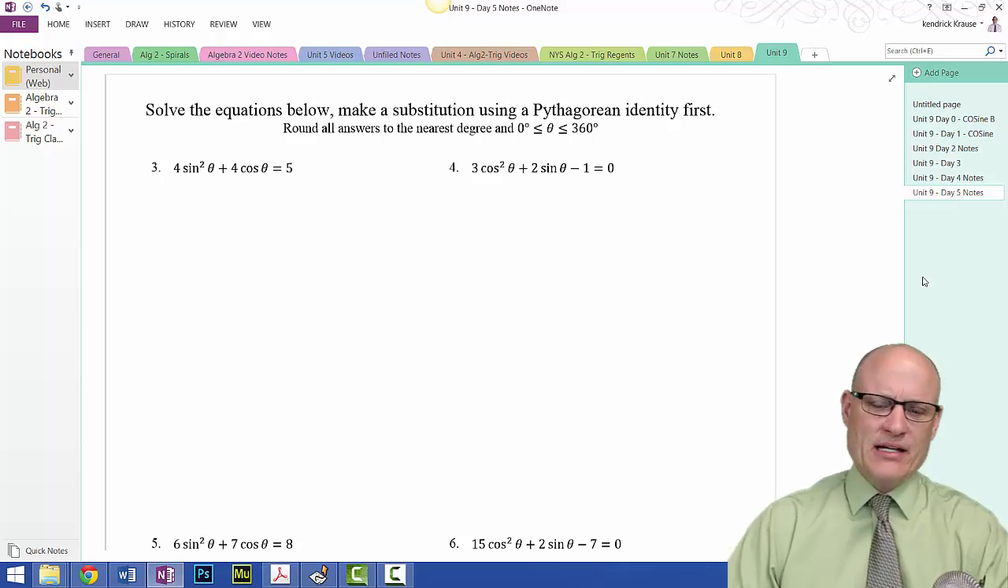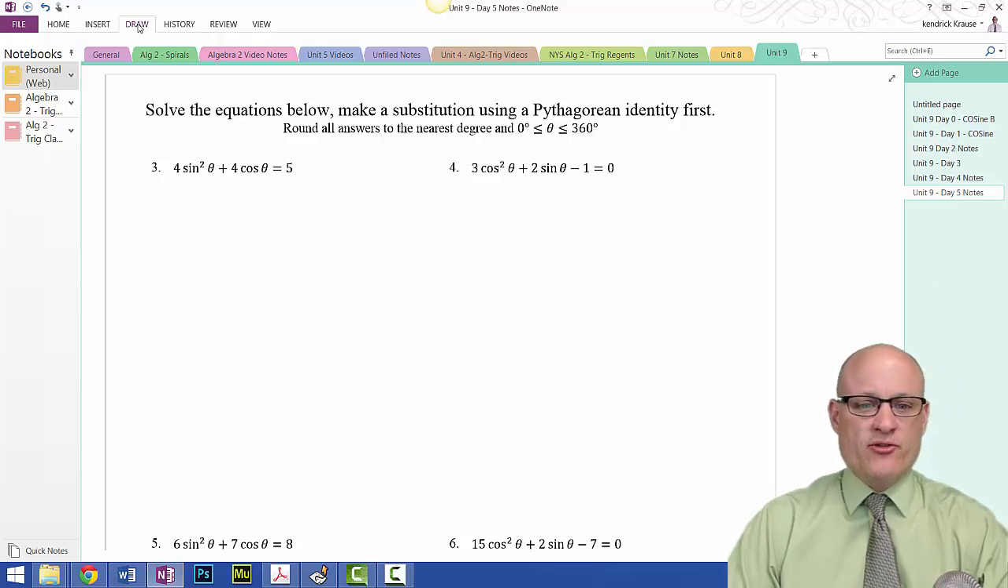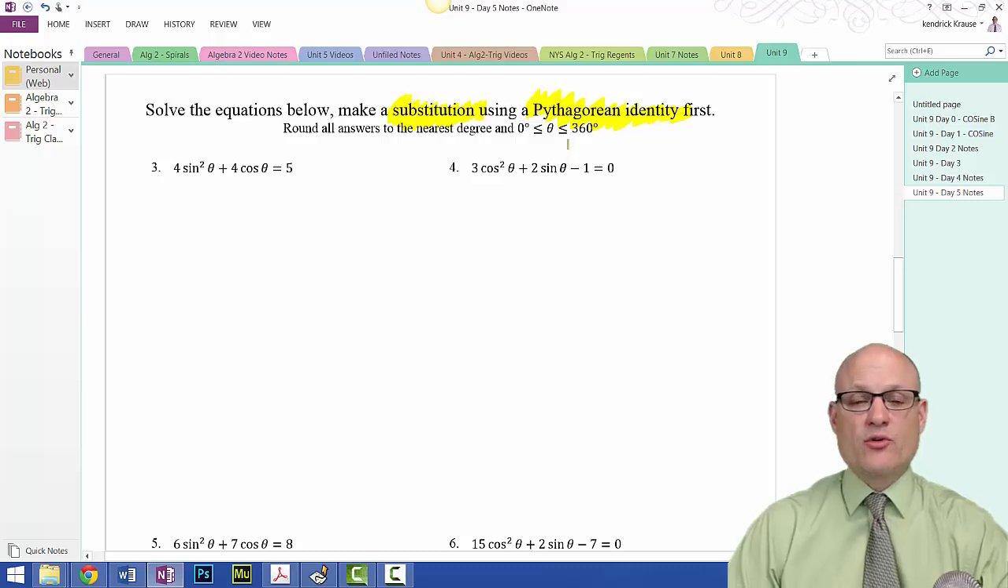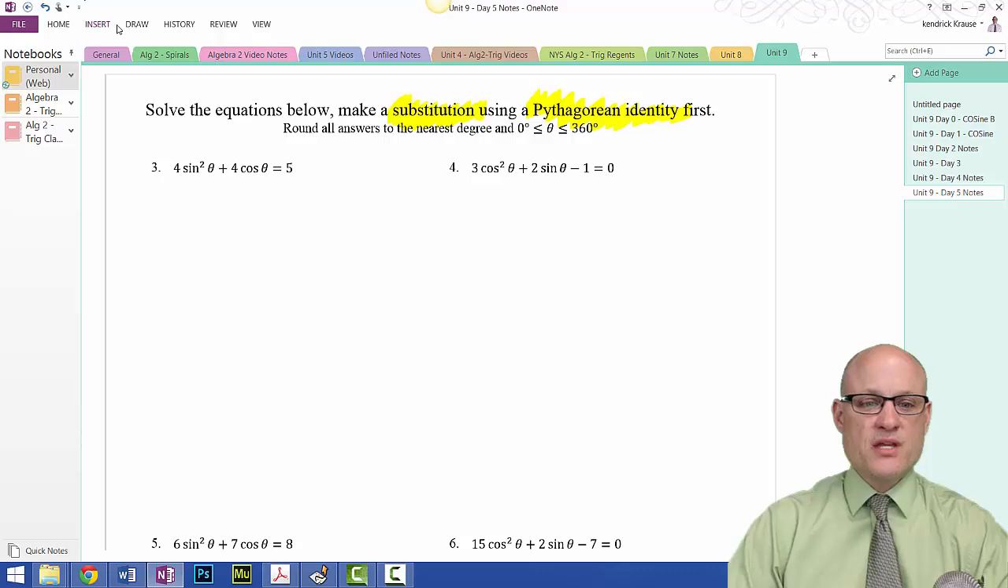What you've got to do is look to replace things. You've got to look to make some substitutions. Get rid of some stuff that we know we can get rid of. And for tonight's homework, we're just going to be using the regular old Pythagorean theorem, sine squared theta plus cosine squared theta equals 1. So, here's how it works. I'm going to replace sine squared theta with what I know, because I know that sine squared theta is really 1 minus cosine squared theta.